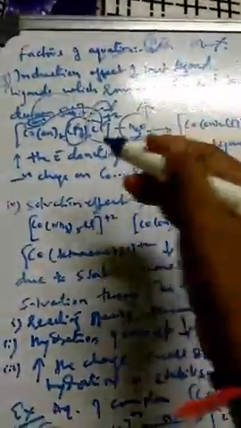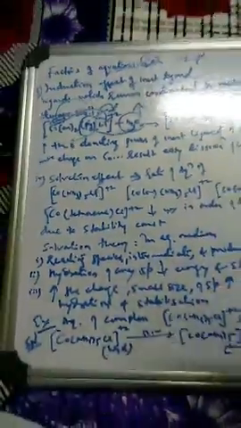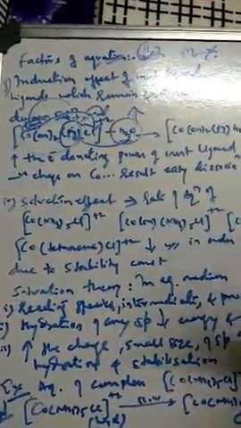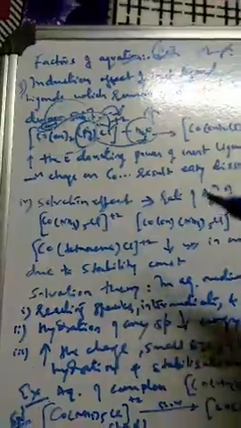So the inert ligands attached to the metal should be of electron donating nature, not electron withdrawing nature, for the rate of substitution to be fast. Next is the solvation effect. What is the solvation effect?